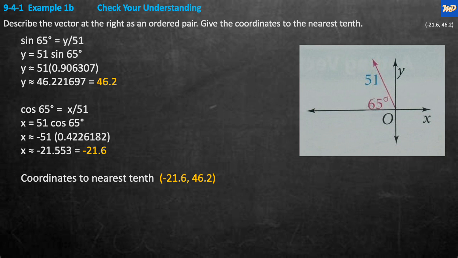Okay, now that you've had some time, you're back. So let's start off by getting the y value. The y value is equal to the sine of 65 degrees. The 65 degrees is right here. Here's the 65 degrees, right?